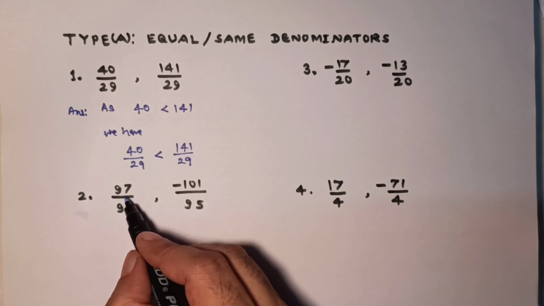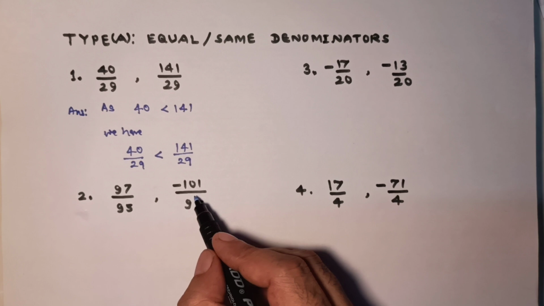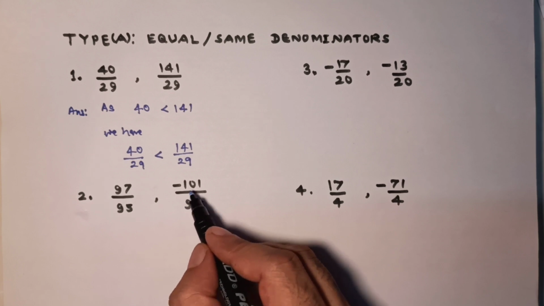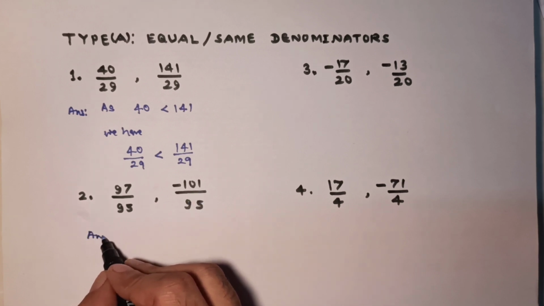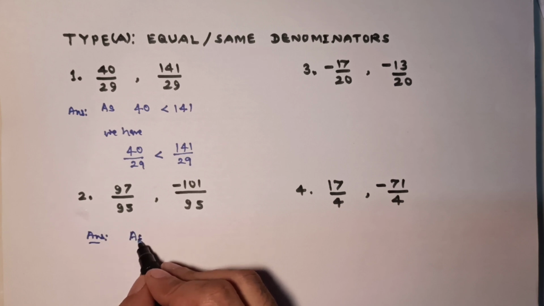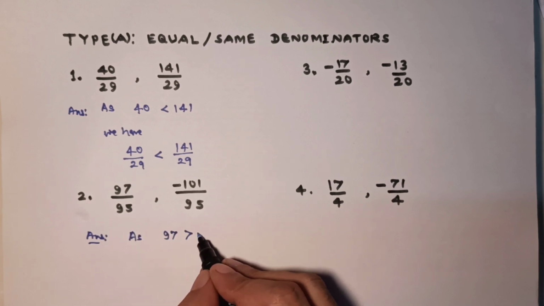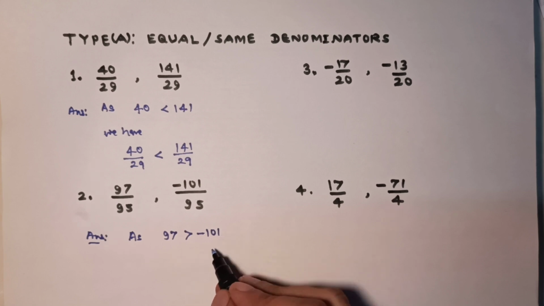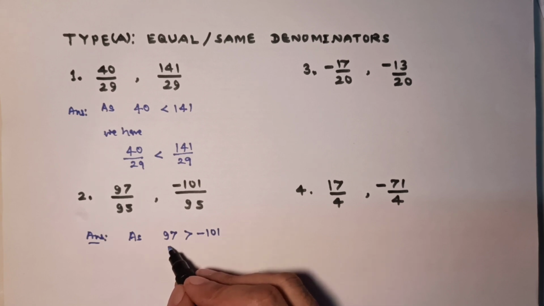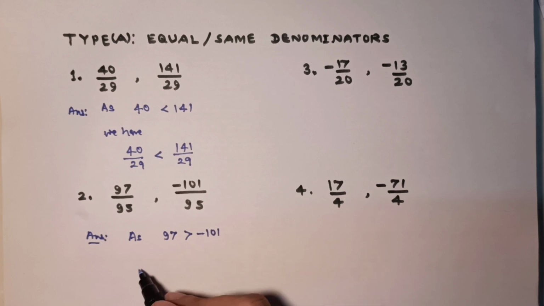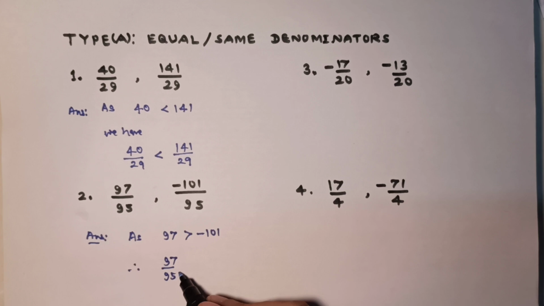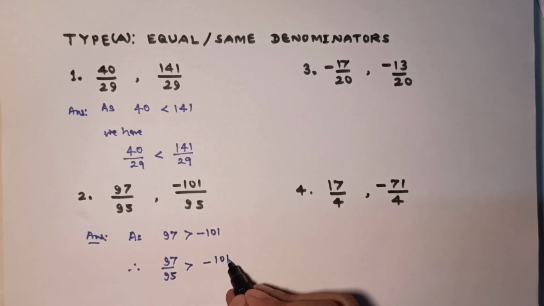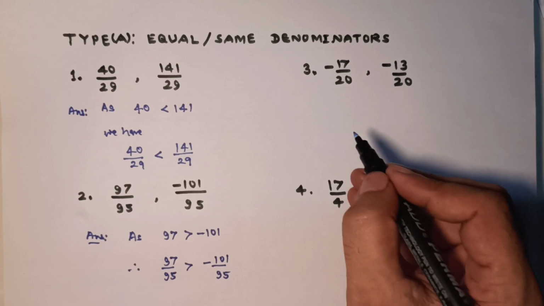Here the numerator is 97, whereas in the next number, minus 101 upon 95, the numerator is minus 101. So you can say 97 is greater than minus 101. You know why? Because 101 is negative and 97 is positive. Always, positive numbers are greater than negative numbers. Therefore you can say 97 upon 95 will be greater than minus 101 upon 95. Let's go to the next question.